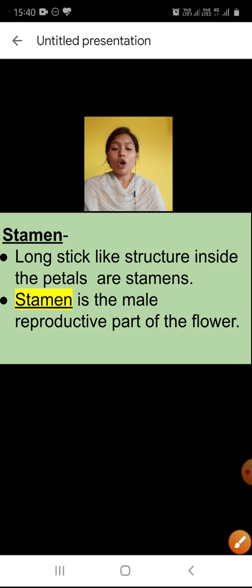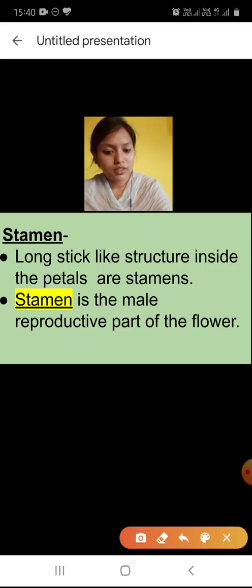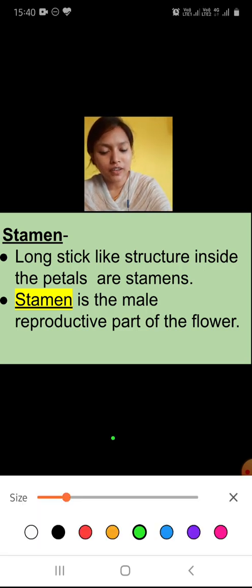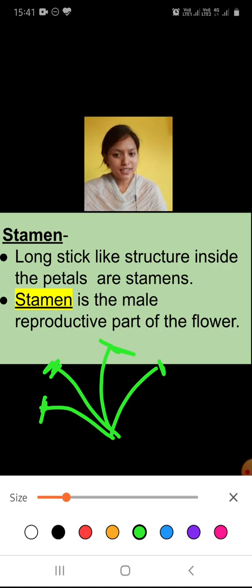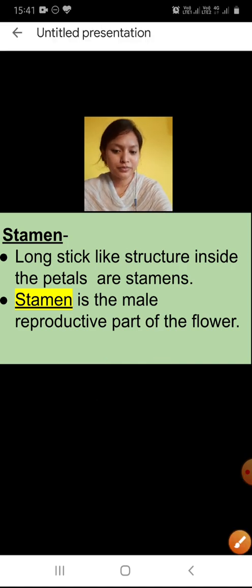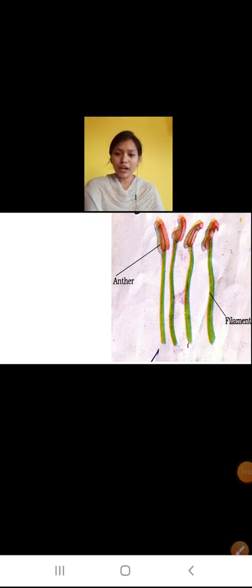The long stick-like structures inside the petals are stamen. I have shown in the figure also. These are long stick-like figures inside the flower, and small ones like this. They are present inside the flower like this. They are known as the stamen and they are the male reproductive part of the flower. Now let's see the female reproductive part.